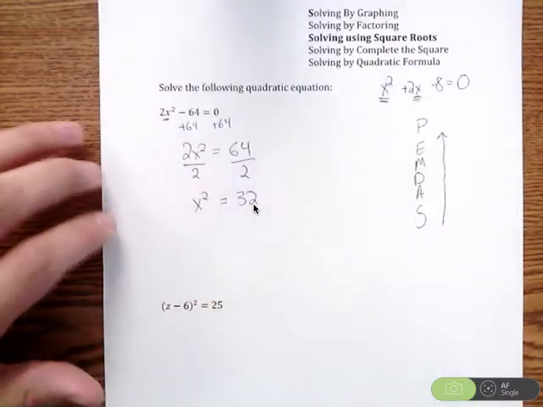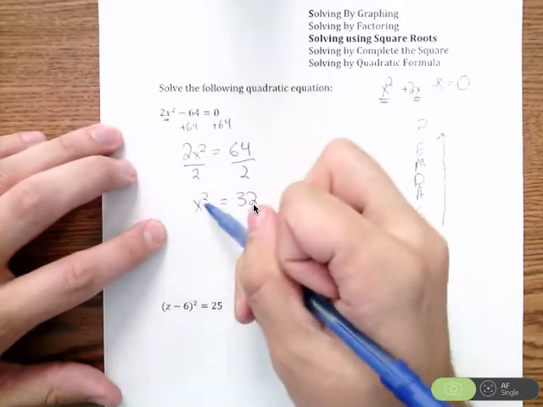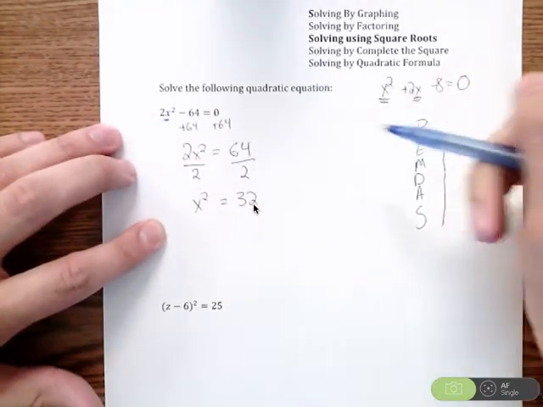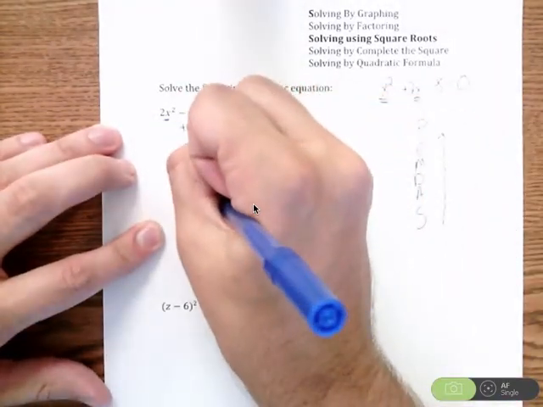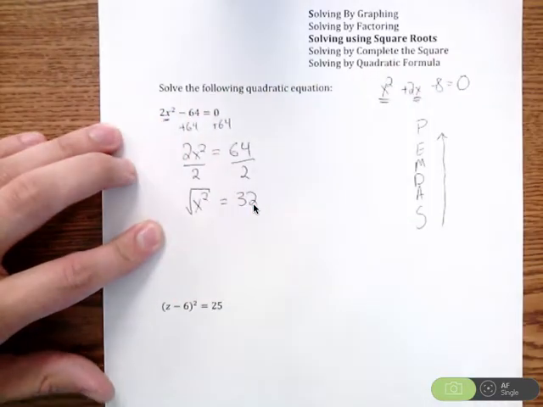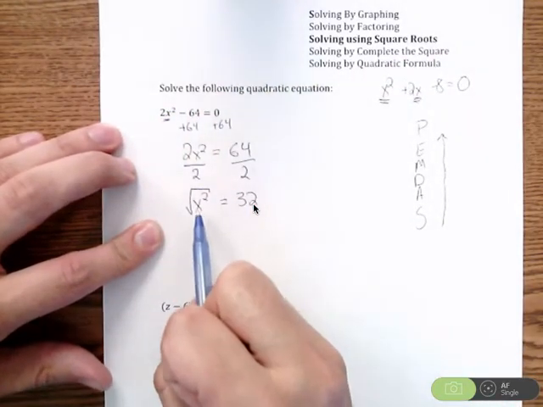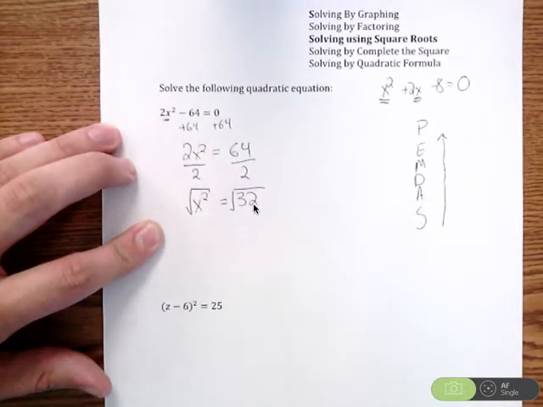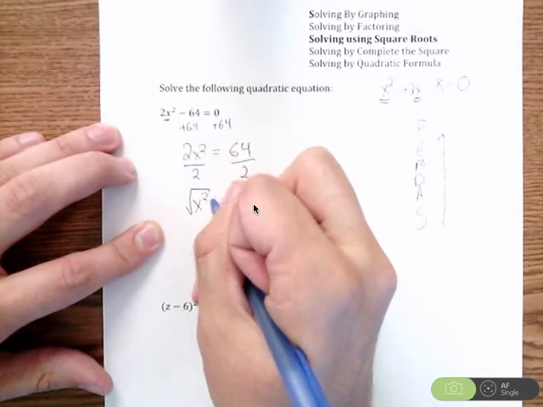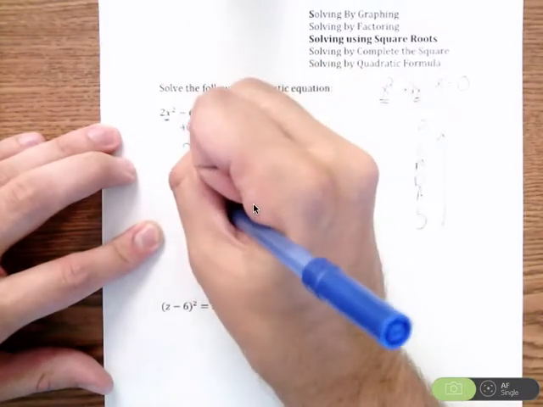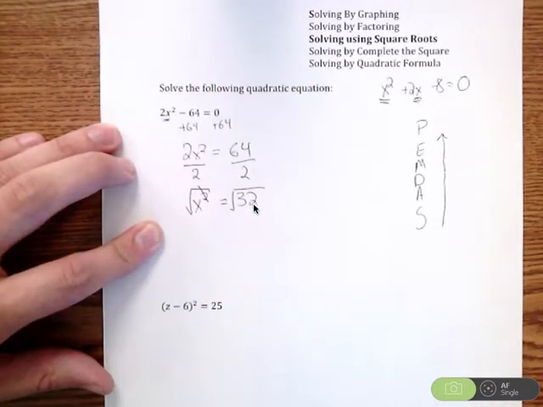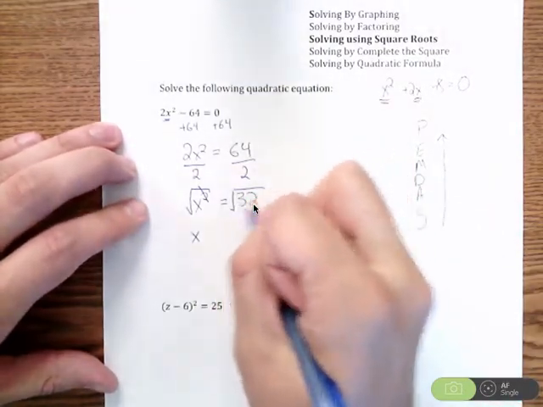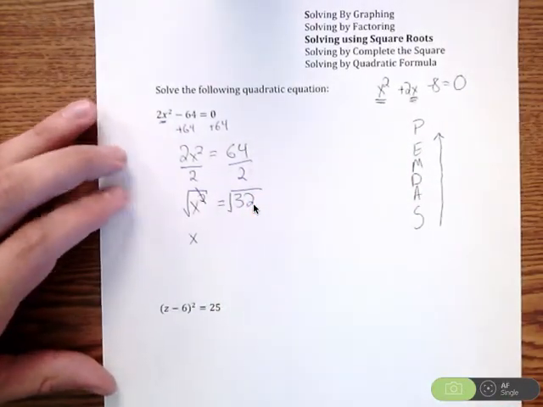Our next step in trying to get that x all by itself and solve this quadratic is, if I have a square, I want to do the square root. Again, if you do the square root of one side, you're going to have to do the square root of the other side. Because when you take the square root of a square, those are inverse operations, we're left with x. On the other side, I have the square root of 32.